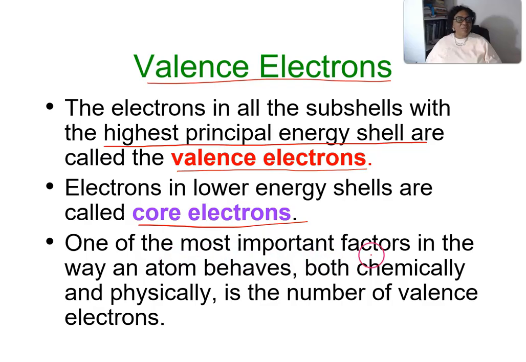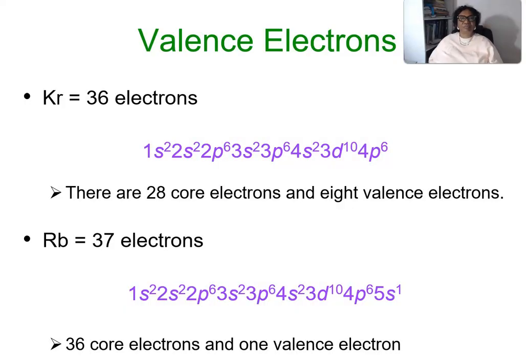One of the most important factors in the way an atom behaves, both chemically and physically, is the number of valence electrons it has. The number of valence electrons affects the properties of the element. So let's look at some valence electrons.